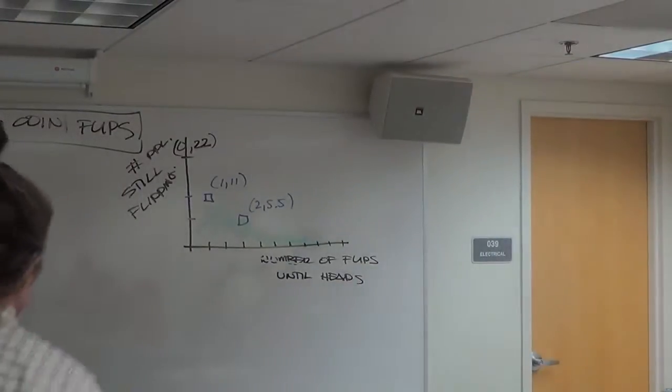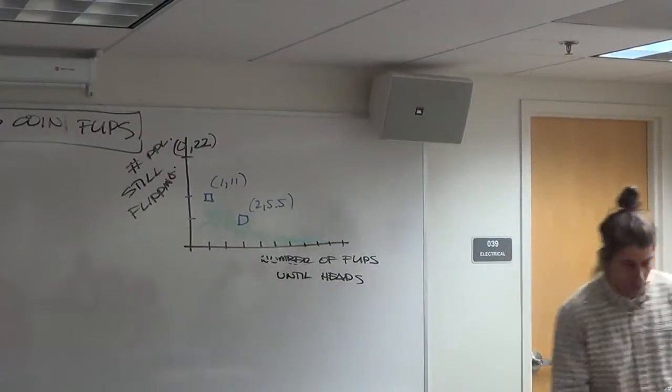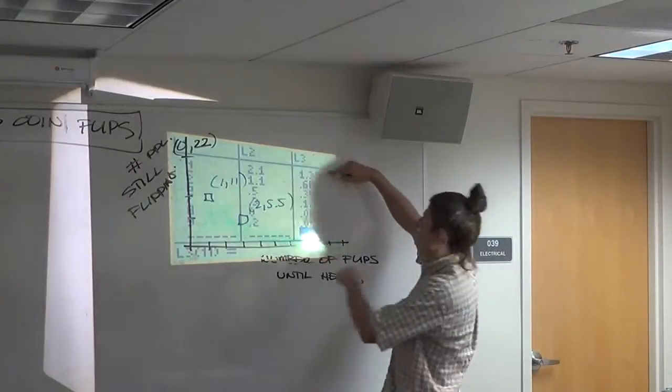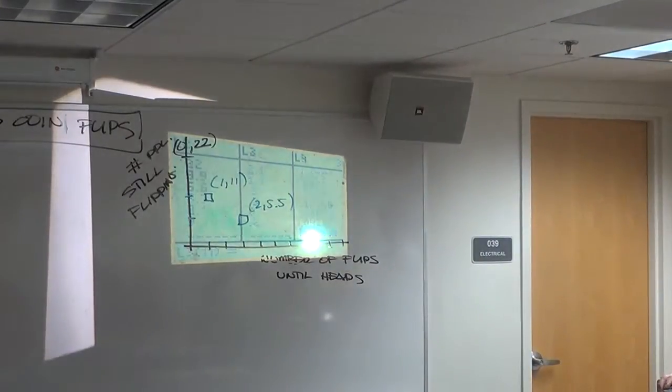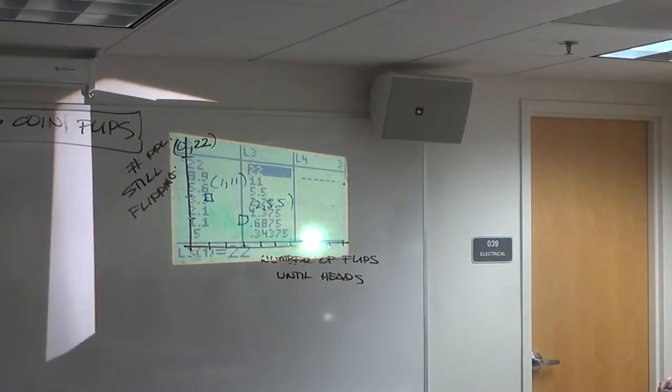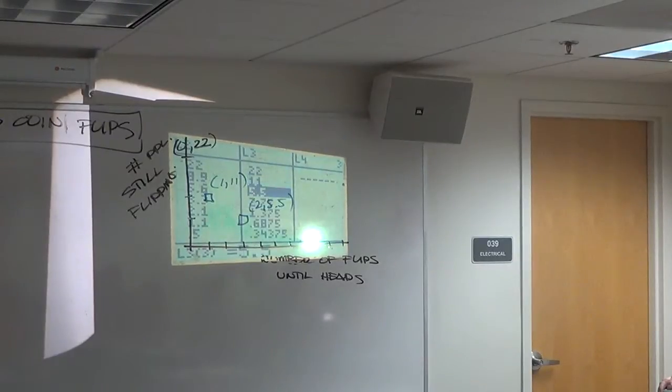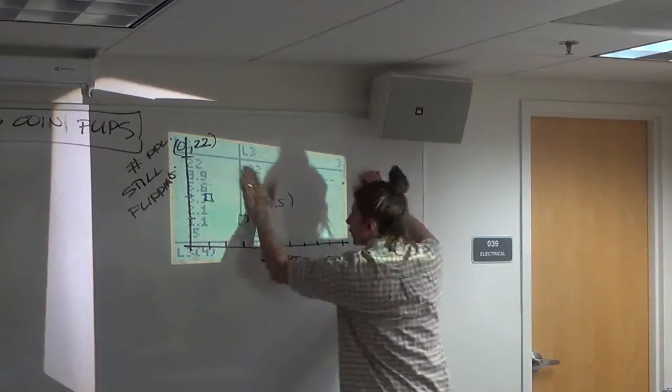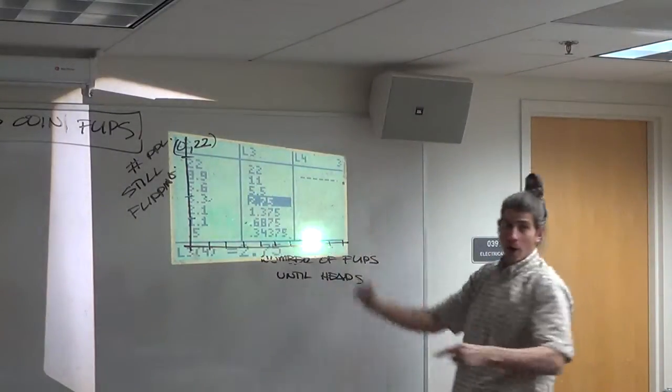So I'm going to leave them up there for right now, but here's the numbers I got. Let's see: 22, 11, 5.5, 2.75. Fair so far? Yeah.